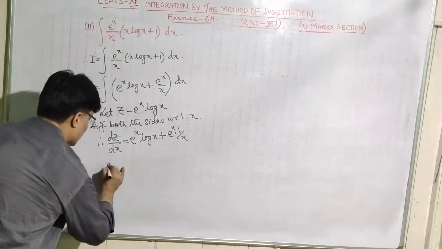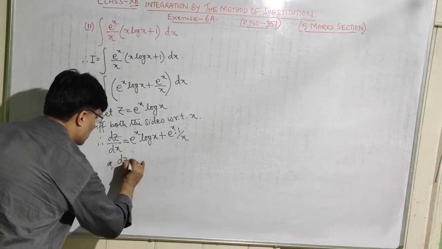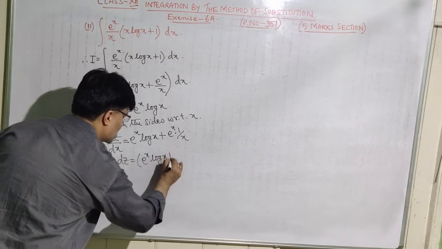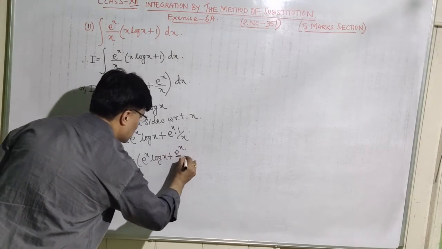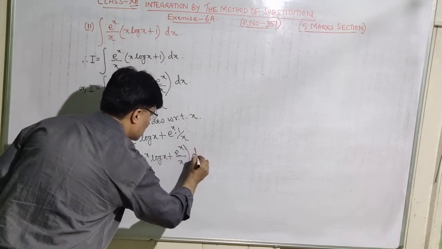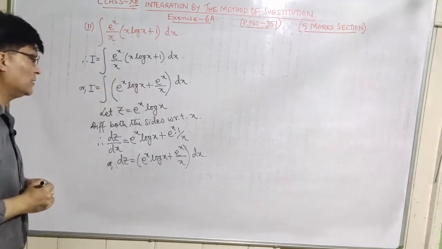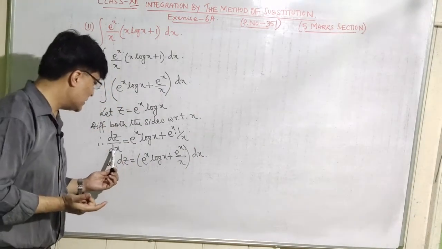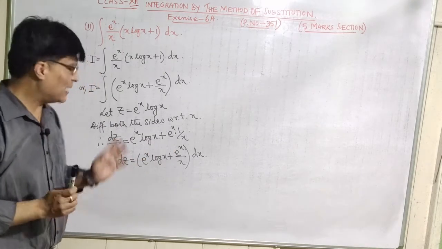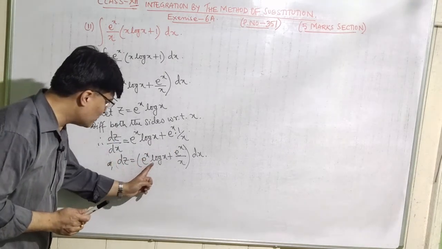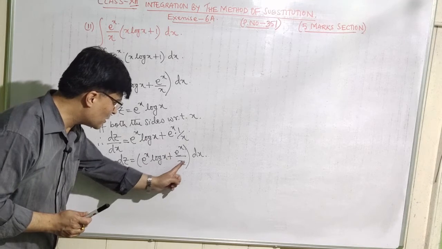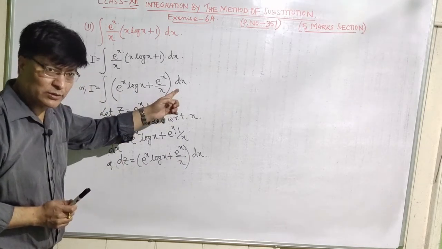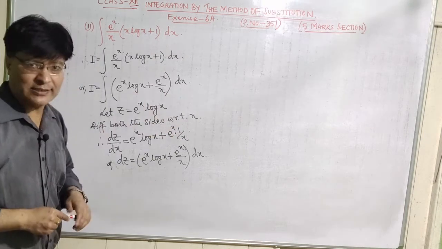Now let us do cross multiplication, or dz is equal to e to the power x log x plus e to the power x upon x, bracket closed. Then what do we write? dx. That means it is cross multiplied by dx. That means e to the power x log x plus e to the power x upon x, dx, is dz. That is, we have got the value of this whole expression after the integral sign.